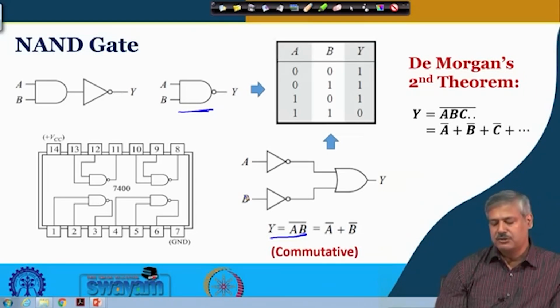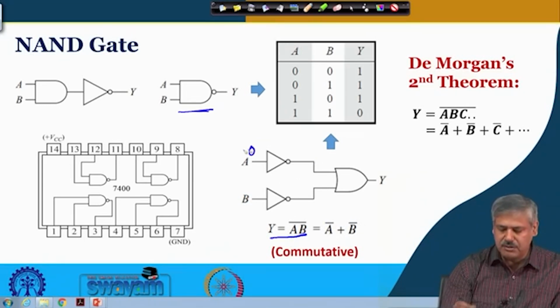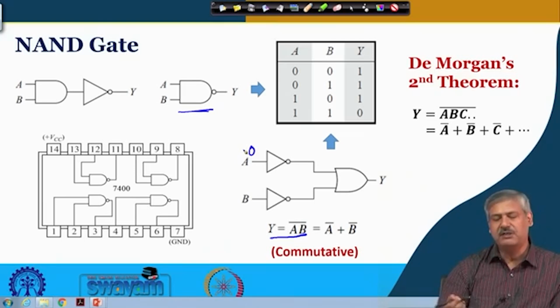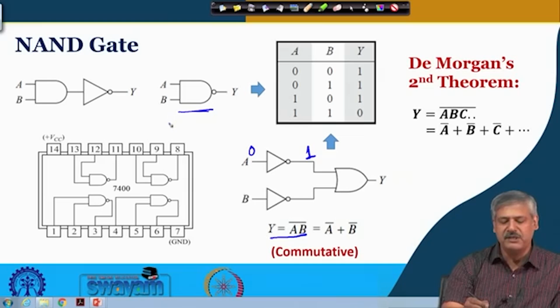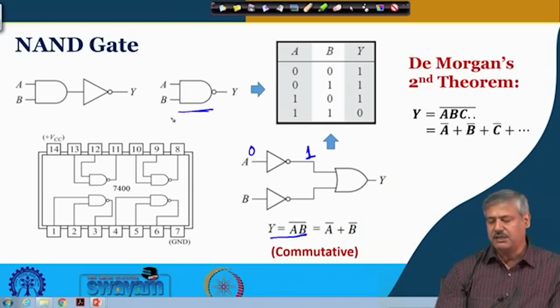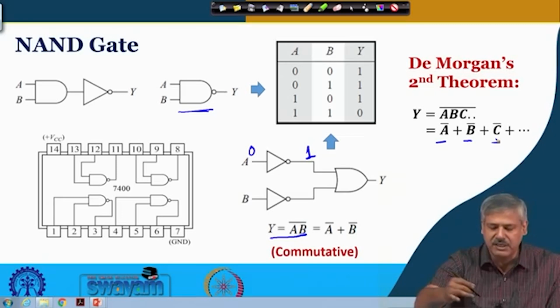So, A bar plus B bar, how is it done? Just consider any of the inputs as 0; this is symmetric, so it will do. Then this output is 1. For the OR gate, 1 is the forcing input. So if the OR gate input is 1, the output will be 1, right. That is what is happening here, and if you extend it to more variables like A, B, C, then the expanded version will be A bar plus B bar plus C bar, and so on. That gives you De Morgan's second theorem, which is also very useful, and which we shall discuss more later on.